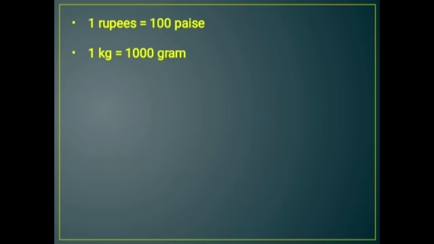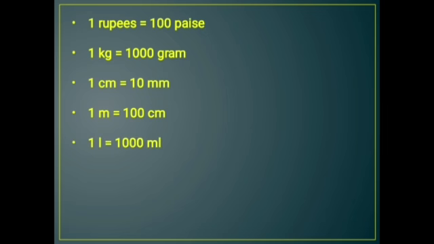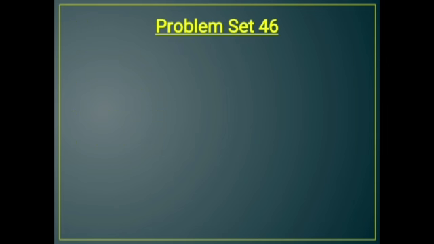So as we have already done measurement sums, we know that 1 rupee is equal to 100 paise, 1 kg is equal to 1000 gram, 1 centimeter is equal to 10 mm, 1 meter is equal to 100 centimeter, 1 liter is equal to 1000 milliliter. And also we have done the sums based on that, that is addition and subtraction. So we are directly going to start with our problem set 46.